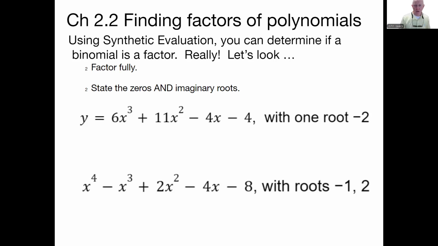I'm going to try to bring up a whiteboard to write on, and that's the problem we're going to do. We're going to factor it, use synthetic division, then factor it all the way, even with imaginary numbers if needed. So let's see if I can get this to work.